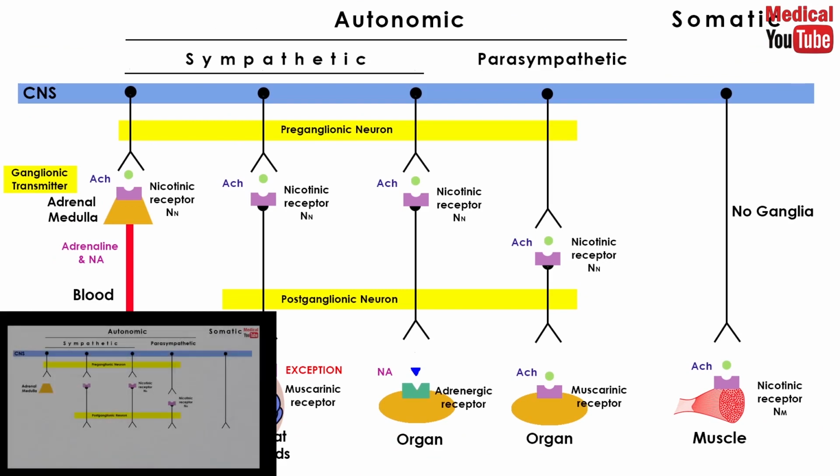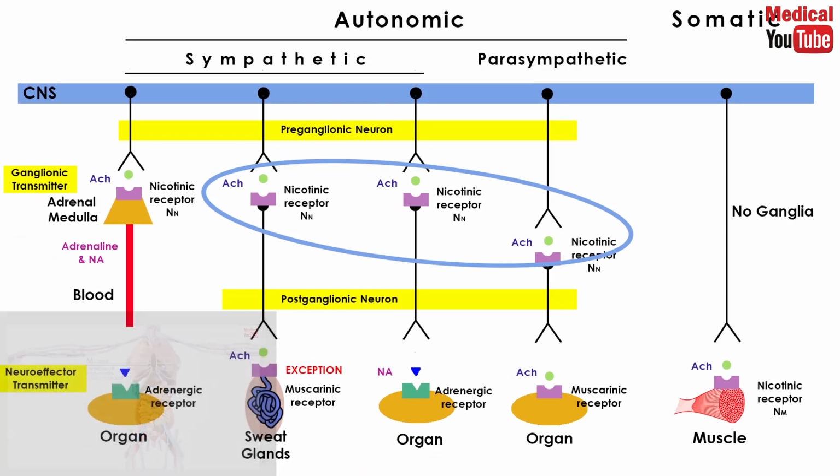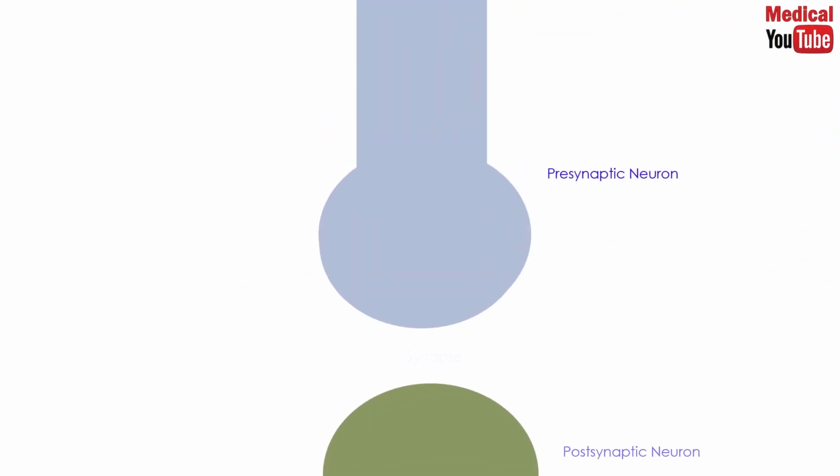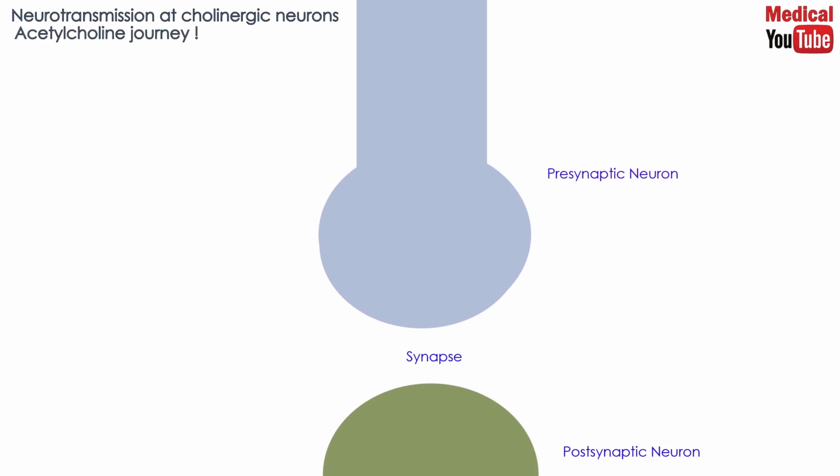From the previous lecture we already know that cholinergic neurons are located in the autonomic ganglia of both parasympathetic and sympathetic divisions, the postganglionic fibers of the parasympathetic division, the postganglionic sympathetic fibers of sweat glands, and the preganglionic fibers terminating in the adrenal medulla. In addition, cholinergic neurons innervate the muscles of the somatic system and also play an important role in the central nervous system. Now let's discuss the neurotransmission at cholinergic neurons, or as I'm calling it, the acetylcholine journey.